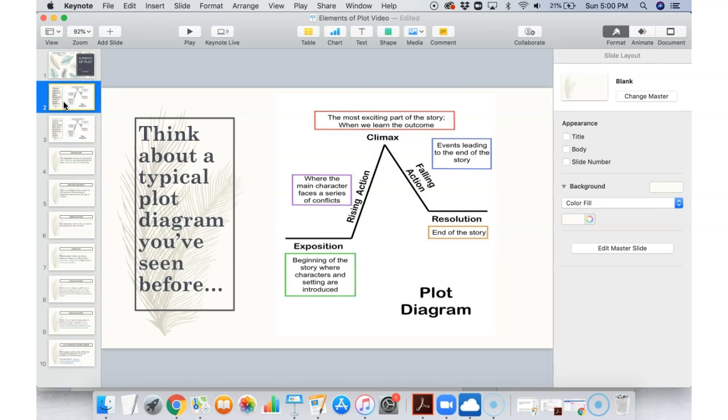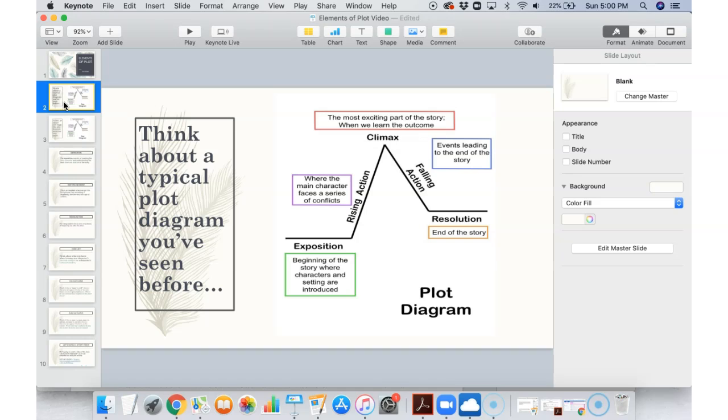All right, so think about a typical plot diagram that you've seen before. It may look something like this. So this is where we start with the exposition, which is the beginning of the story. We are introduced to the main characters. We learn about the setting, maybe the time period, the location, things like that. And then we start to see the character encounter several conflicts. That's where the rising action occurs.